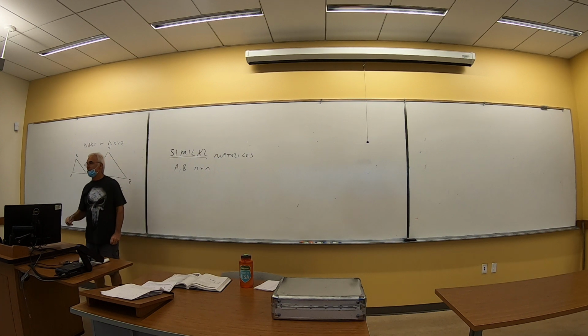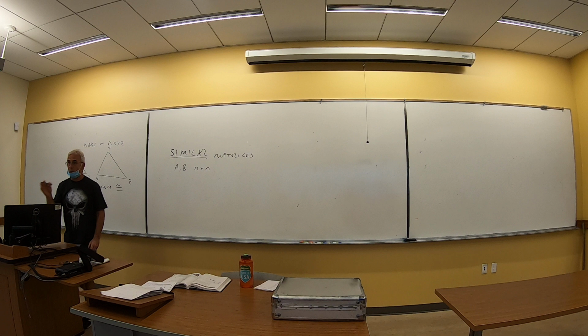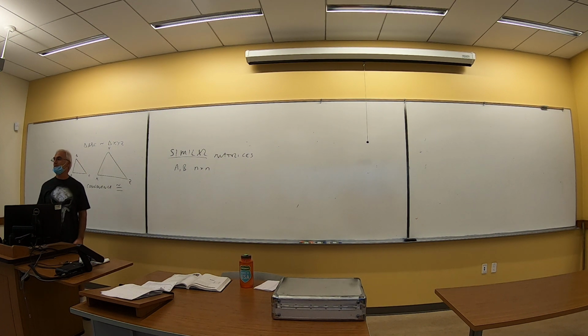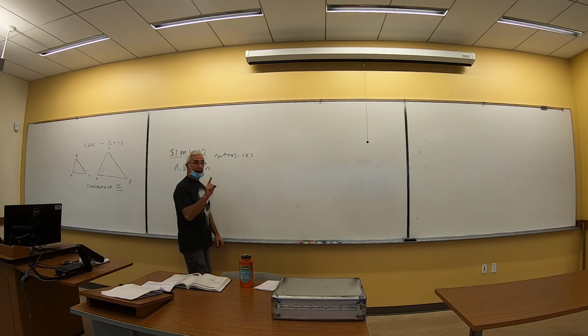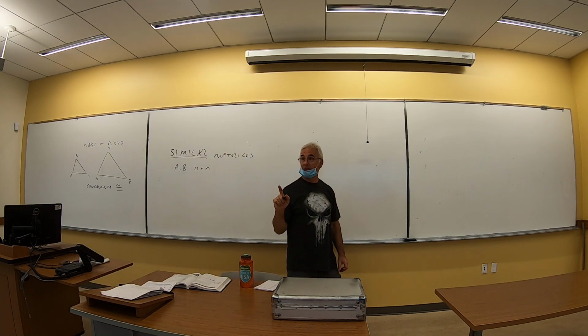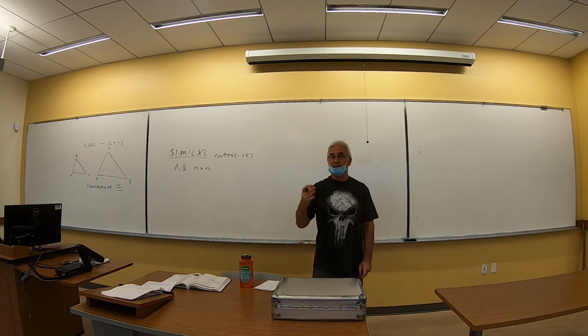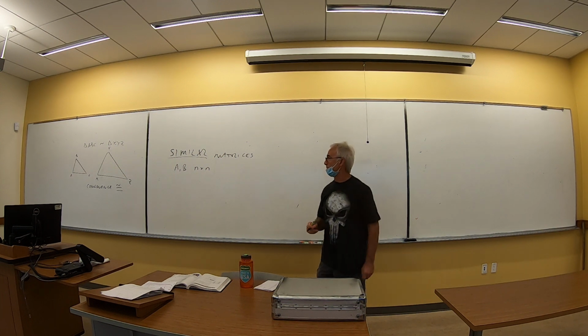So first of all, matrices have to be square before I can even discuss similarity. And from this point on, pretty much everything's going to be square. We're not going to have any use of things that are non-square. They don't have to be non-singular, they just have to be square. We're going to deal with as many singular matrices as non-singular matrices.